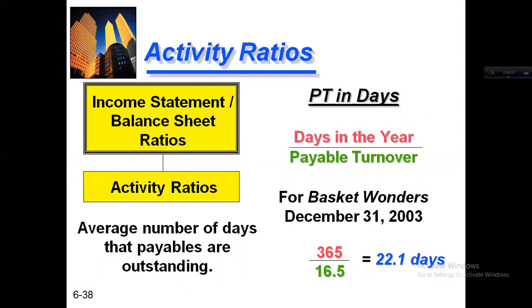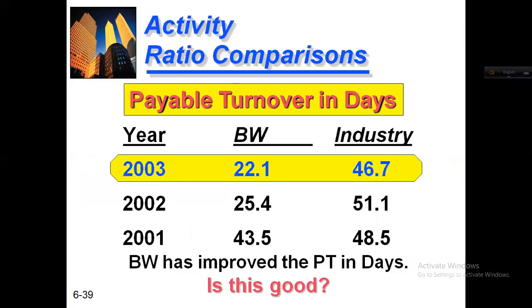If we convert to days, we take days in the year, 360 or 365, divided by payables turnover. 365 divided by 16.5 gives 22.1 days, the average number of days that our payables are outstanding. And this is the trend analysis. You can see that the payables period in the first year is 43.5 days, and in the third year it is 22.1 days. That is decreasing. That means our financial soundness is quite good.